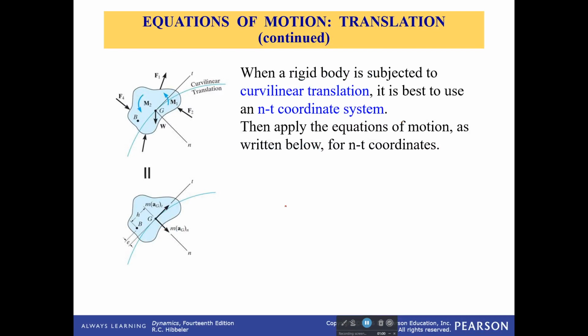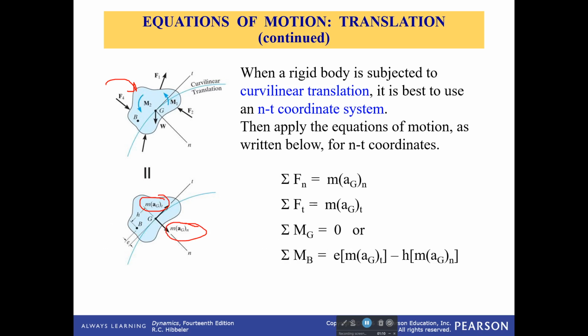Now, what if I have a curvilinear translation? So the body itself is not rotating, however, it is moving on a curved path. And that gives us a normal and a tangential component. So we break everything into components, and we get the sum of the forces in the normal direction is equal to the mass times the acceleration of the center of gravity in the normal direction, and the same for the tangential. This is turning it, this is moving it forward. The sum of the moments around our center of gravity is still going to be equal to 0.